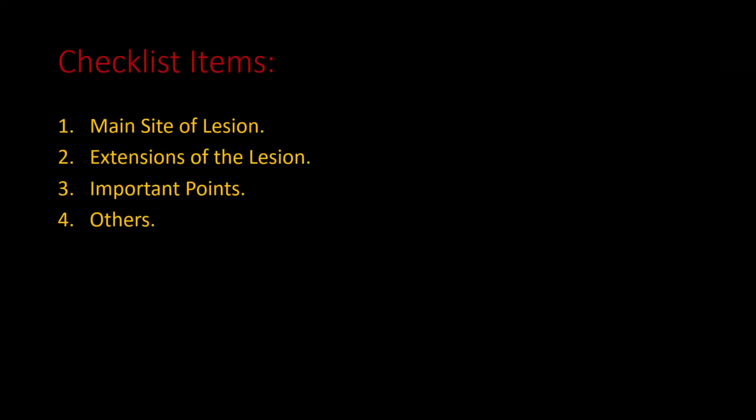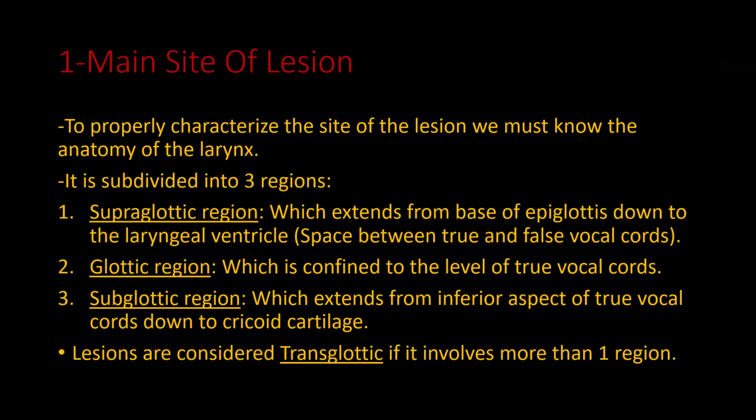The key items that we should always report on are the main site of the lesion, the extension of the lesion, other important points, and other notes we can see. The main site of the lesion is important to characterize. It's because we must know, first of all, the anatomy of the larynx.